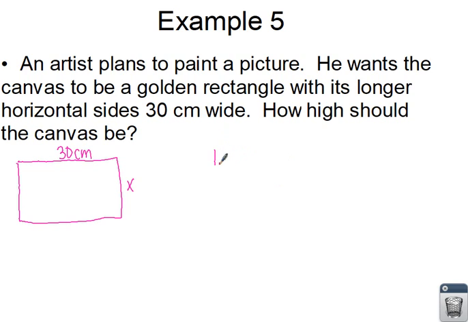Well, we know the golden ratio is 1.618 to 1, and this is longer side to shorter side. So from our canvas, we would do longer side over shorter side, and we would cross multiply and divide like we're used to. So you take 1 times 30, and then 1.618 times x. So you're going to take 30 divided by 1.618. So the canvas should be 18.5 centimeters tall. Okay? Nothing real intensive yet, but we're going to get there. A lot of ratios this chapter.